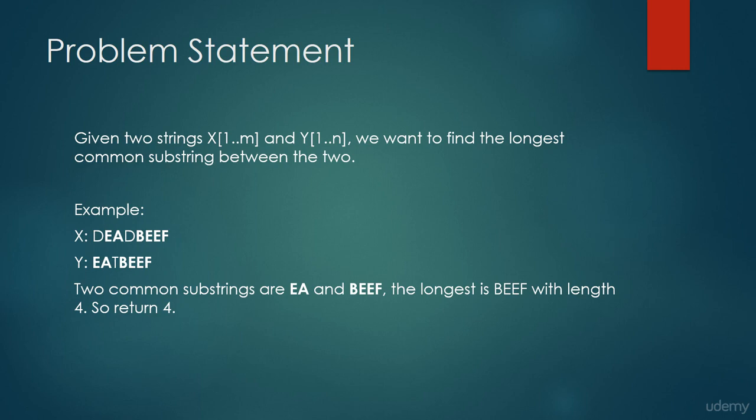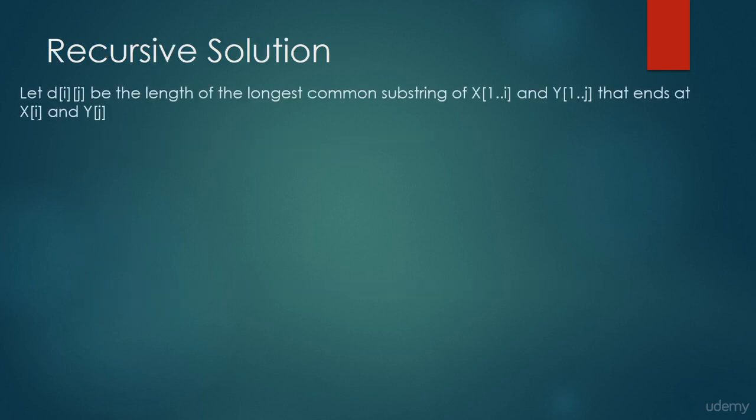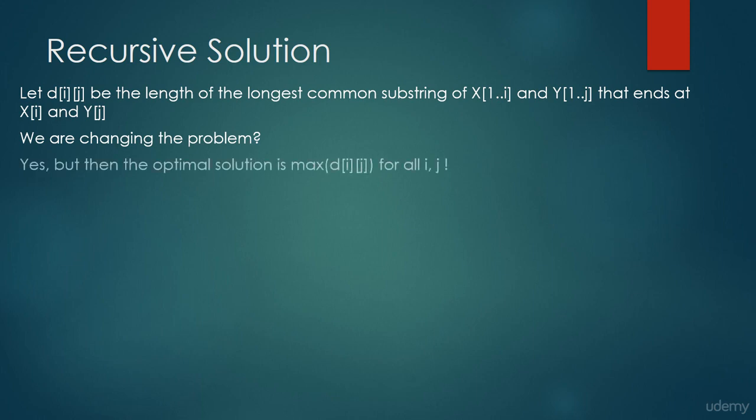So let's have a look at the recursive definition of the solution to the problem. We define dij to be the length of the longest common substring of x1 to i and y1 to j that ends at xi and yj. Now you might be wondering, have we changed the problem here? And the answer is yes. But the solution to our original problem is still the maximum of dij for all i and j.